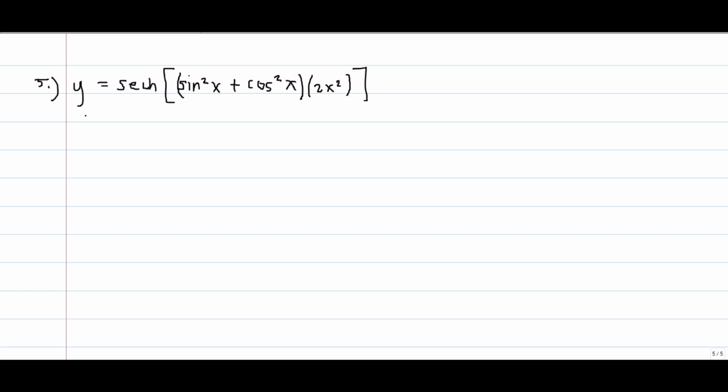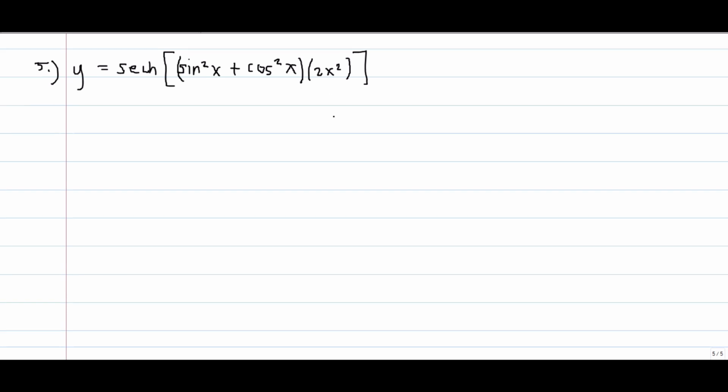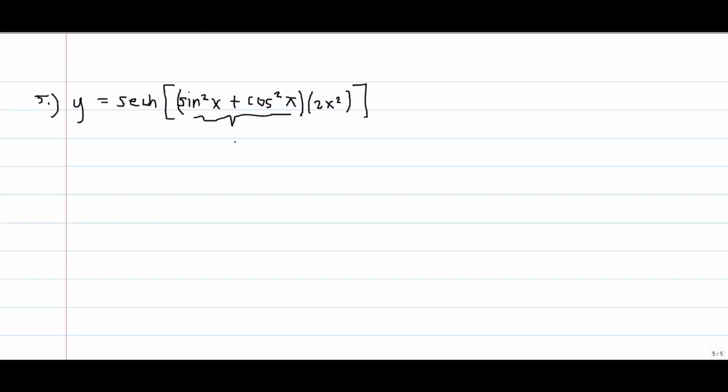Okay, so another problem, what is the first derivative of sech of the quantity sine squared x plus cosine squared x, times 2x squared? In the problem given, sine squared x plus cosine squared x will be equal to 1 according to the trigonometric identities. So this will be sech, then 1 times 2x squared.